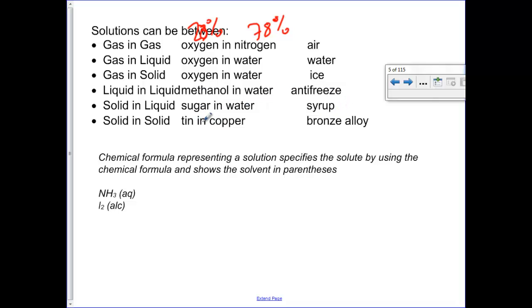And you can even have solids in solids. They're called alloys. Do you guys know those terms? An alloy is where you melt two metals together. Steel's a good example, an alloy with iron and nickel. Bronze is another one, where I think you have carbon and copper or something. One thing I want you to know though, when we deal with solutions, we almost always deal with the solution that Haley mentioned, which is a solid in a liquid. And the liquid is almost always water.